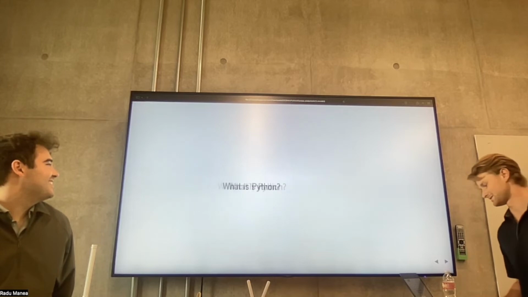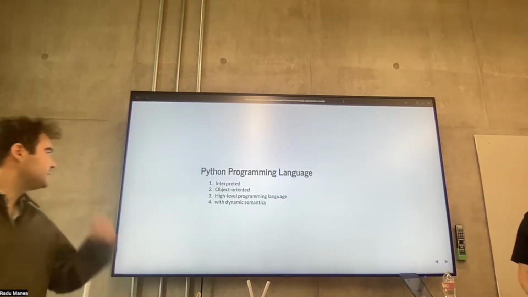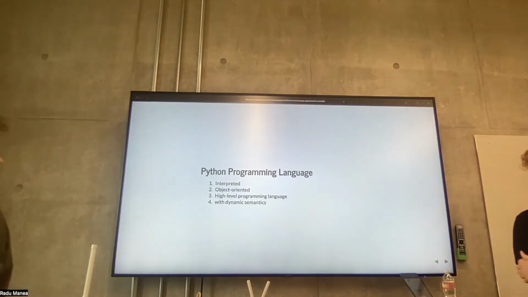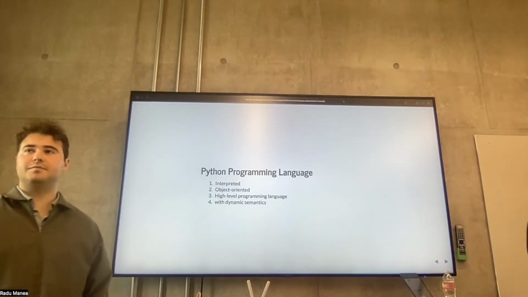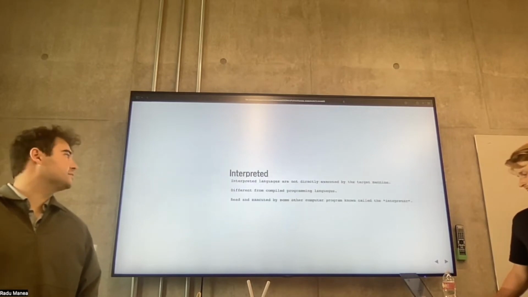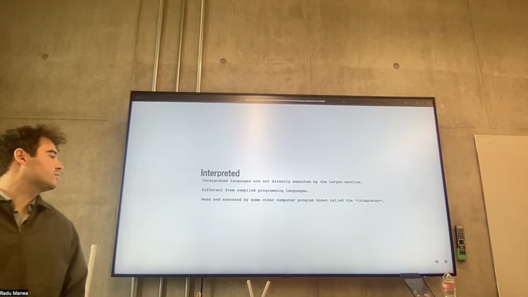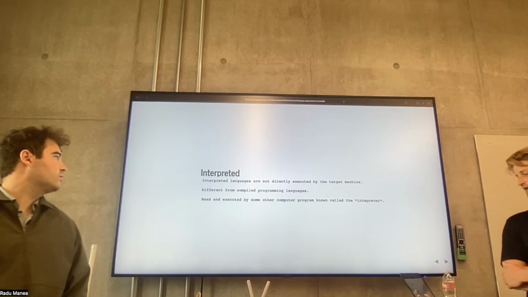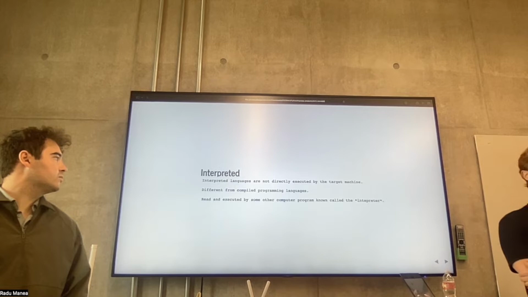All right, so what is Python? Python is a programming language. It's interpreted, object-oriented, a high-level programming language, and it has dynamic semantics. It's interpreted. What does interpreted mean? Interpreted languages are not directly executed by the target machine. It is different from compiled programming languages such as C or C++. It's read and executed by some other computer program known as the interpreter.